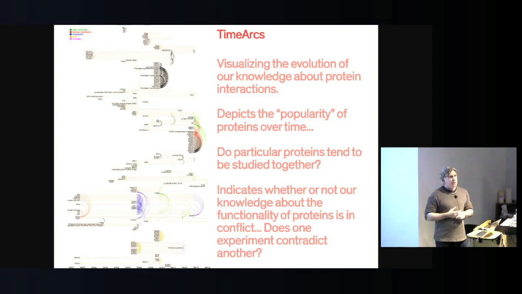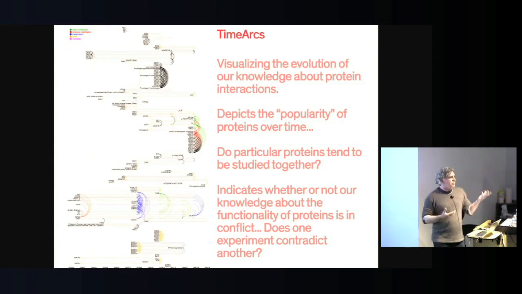There are tools that let you look at a pathway and roll over it, and it shows you what paper it came from. But we hadn't seen one that was organized in a timeline fashion. So we wanted to visualize the evolution of our knowledge about different protein interaction networks or specific protein interactions, and to depict the quote-unquote popularity of proteins over time, to see if particular proteins tended to be studied together in different experiments. And the project indicates whether or not our knowledge about the functionality of proteins is in conflict, which is a potentially very interesting area to explore.